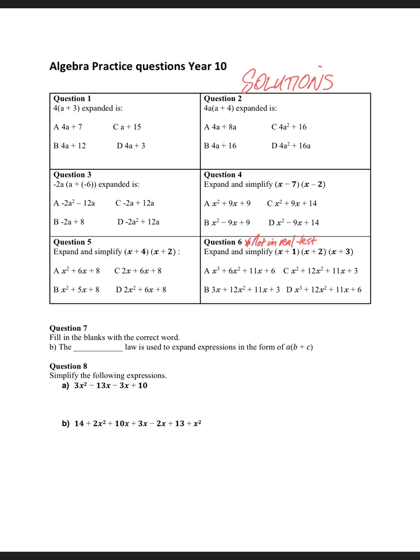So for 4 times (a plus 3), this is distributive law. So you're going to have 4 times a and 4 times 3. 4 times a is 4a. 4 times 3 is 12. So it's going to be 4a plus 12.